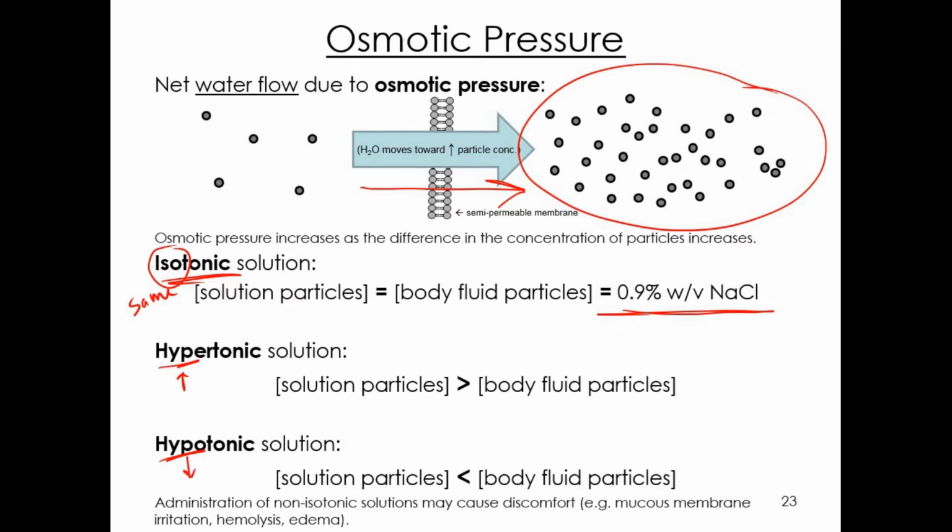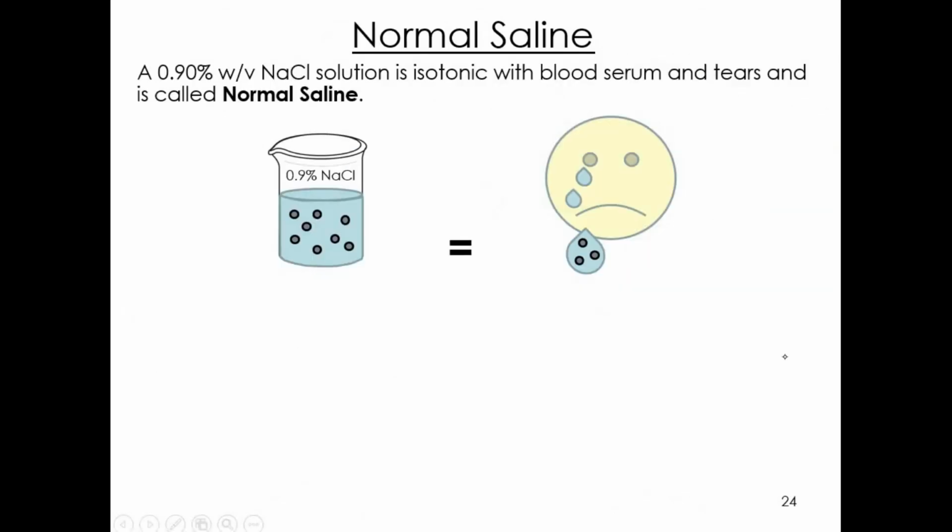Some types of medications are prepared as isotonic solutions to minimize the discomfort their osmotic pressure would cause in forcing water into or out of body tissues and cells. This is particularly true of medications that are ocular, nasal, or intravenous. 0.9% sodium chloride is on our list of common intravenous solutions. It's also called normal saline and is isotonic with blood serum and with tears.